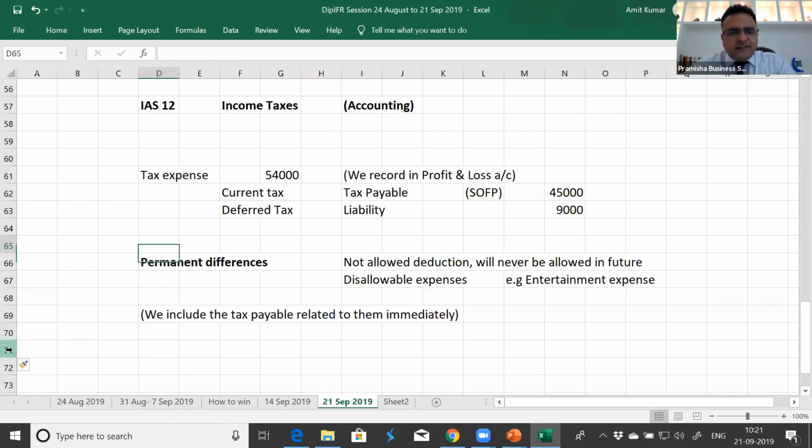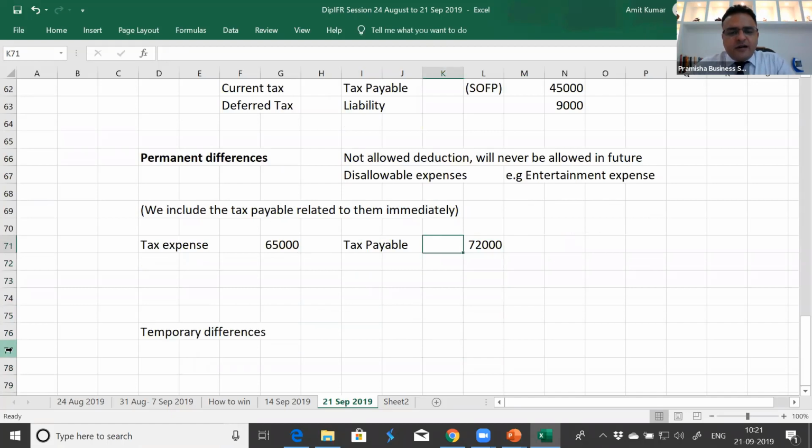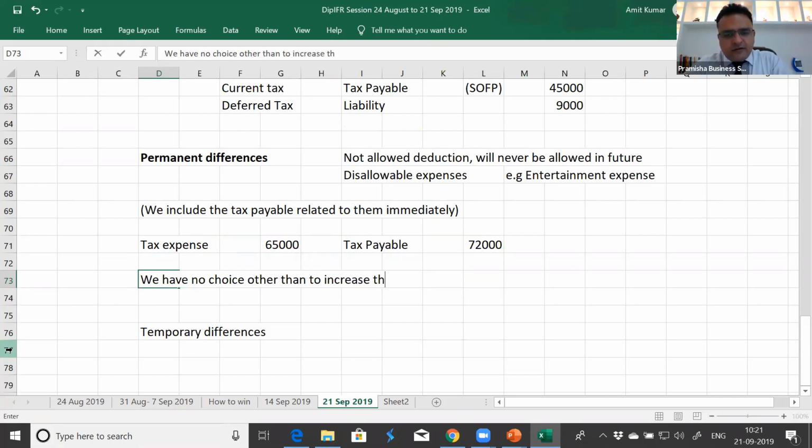So if we have calculated tax expense of 65,000, but according to them, if tax payable is 72,000, we have no choice other than to increase this tax expense in P&L to 72,000. So we'll record a tax expense of 72,000.